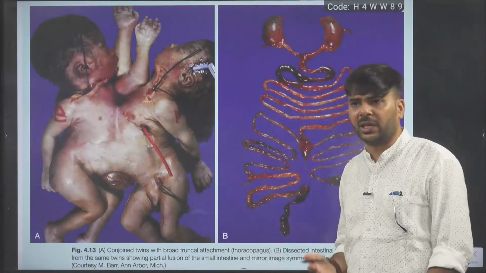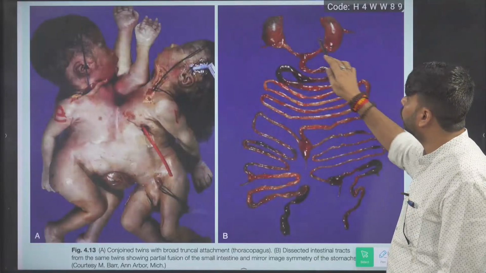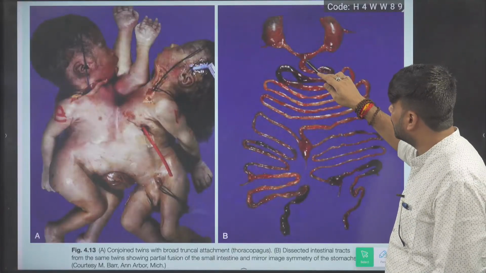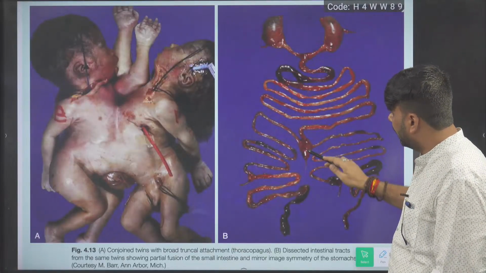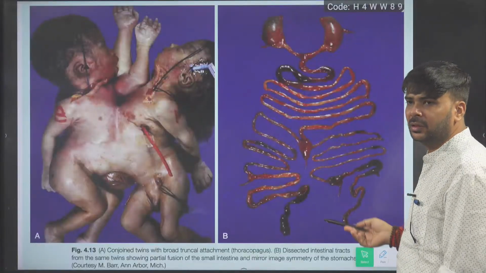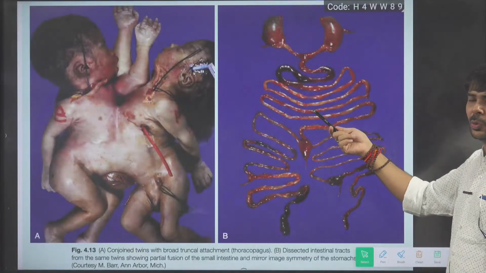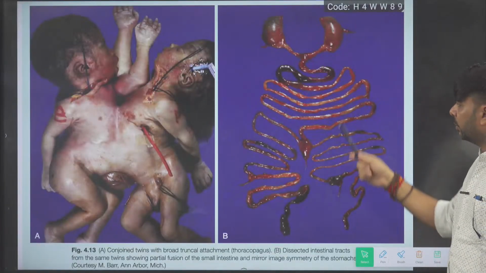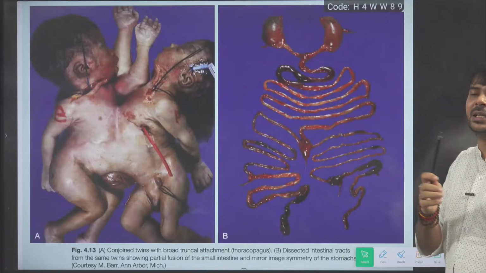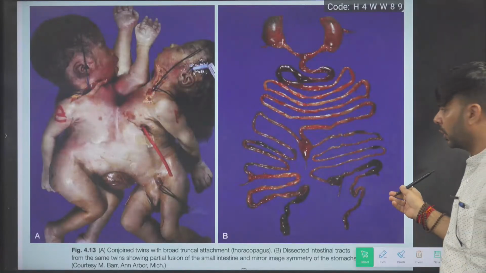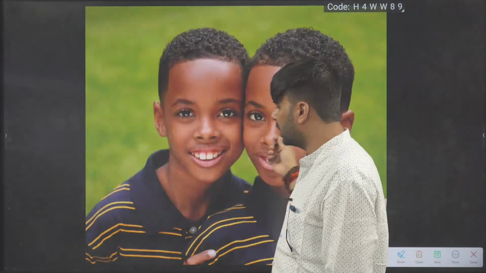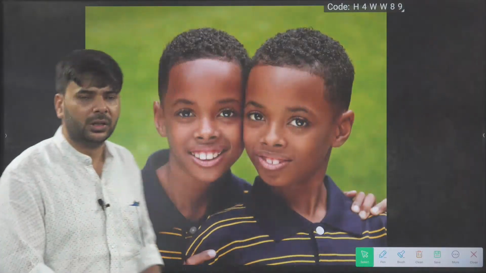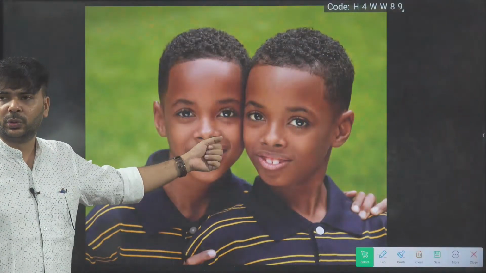Survival chances are very rare, very poor. Here you can see two stomachs, a single small intestine, again two large intestines, meaning some areas of the body are single. It is called conjoined twins. Here it is not conjoined, but yes, identical twins. Again, an example of identical twins.